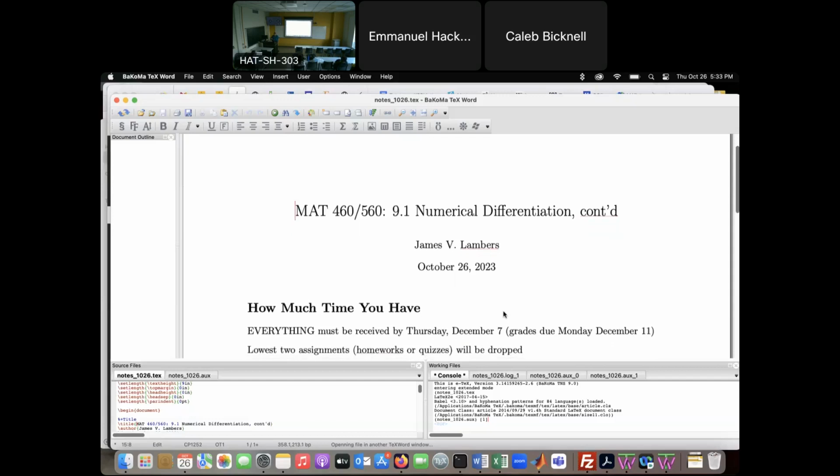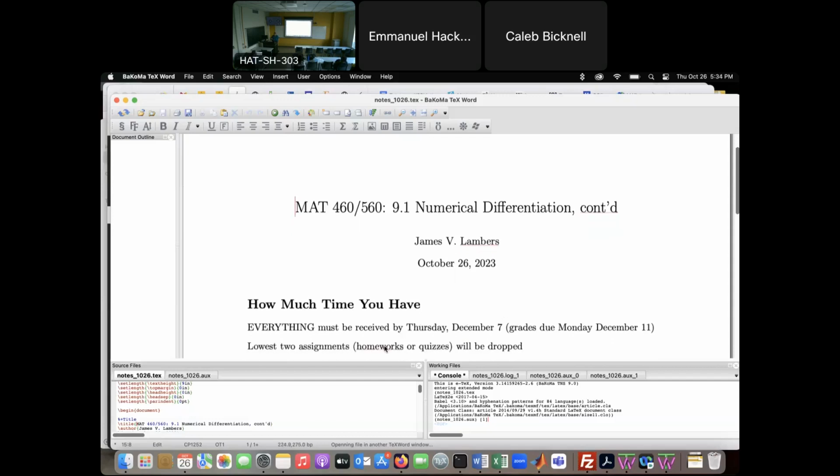Okay. Well, I also want to point out that this is implemented in the Canvas gradebook. So homeworks and quizzes are lumped together into one category, and that one category counts for 30%. But the lowest two assignments in either category, homeworks or quizzes, will be dropped. So that could be used to take a little pressure off toward the end.